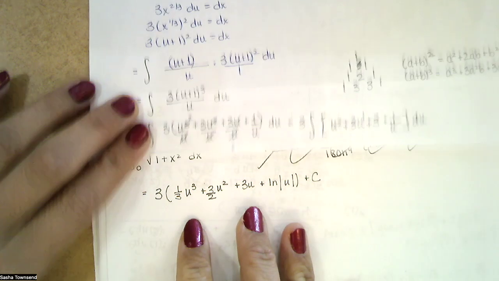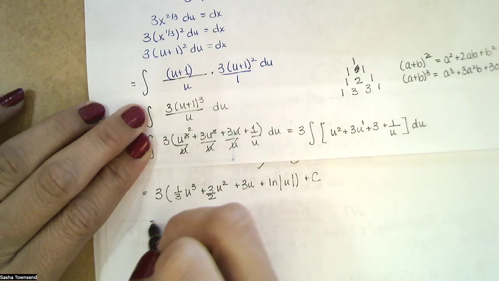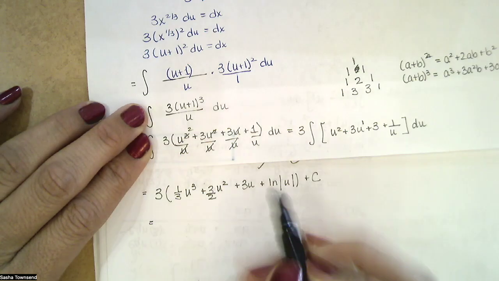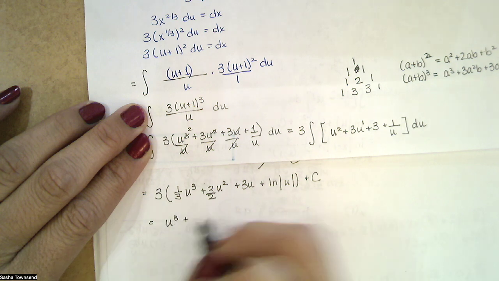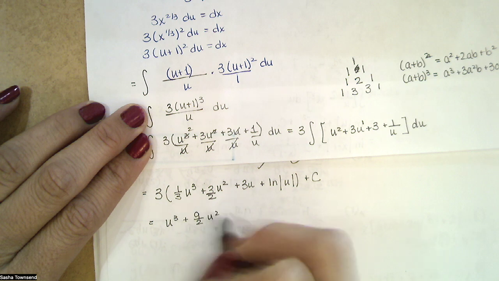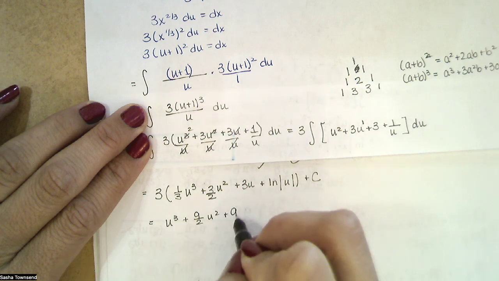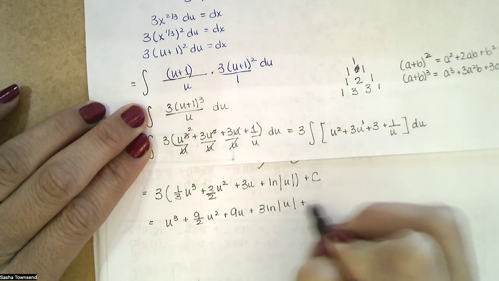So that is our integrand. And then we got another problem there from a different video. If we distribute the 3, we get 3 times 1/3, which is 1, times u cubed, plus 3 times 2/3 is 9/2 u squared. 3 times 3u is 9u. And then we've got 3 times the natural log of the absolute value of u plus c.